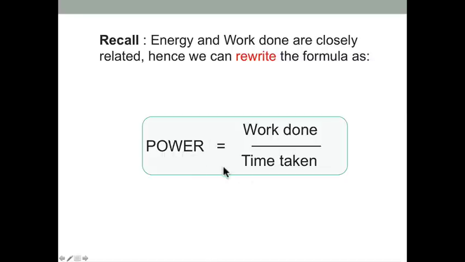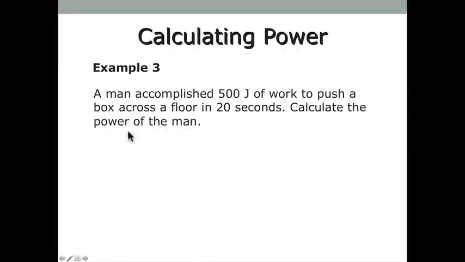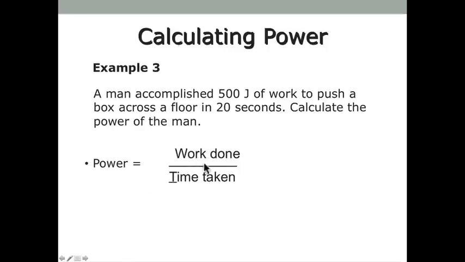Let's look at the next example. A man accomplished 500 joules of work. Notice this is work done now, to push a box across the floor in 20 seconds. Calculate the power of the man. I do not have energy converted, but I have work done, which is the same thing. So I can still use the formula: power equals work done over time. I put 500 joules divided by 20 seconds. Put it into the calculator, quick check, this is in seconds. I get 25 watts, and I make sure my unit is correct.